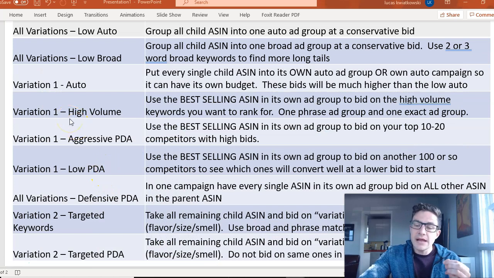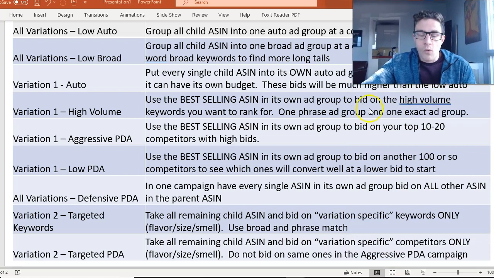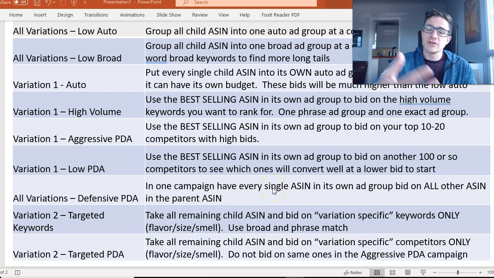So your main campaigns should only be with your bestseller. And then what you start to do, I'm going to move this up here so we can read this. What you're going to want to do, okay, also a defensive PDA. Talked about this plenty of times. Take every single child ASIN and bid on it. Bid on every other ASIN in the parent listing, okay?